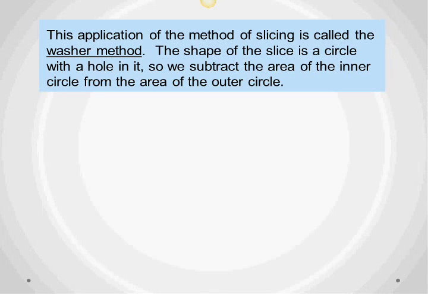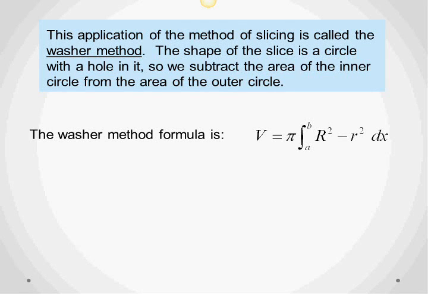This application of the method of slicing is called the washer method. The shape of the slice is a circle with a hole in it, so we subtract the area of the inner circle from the area of the outer circle.